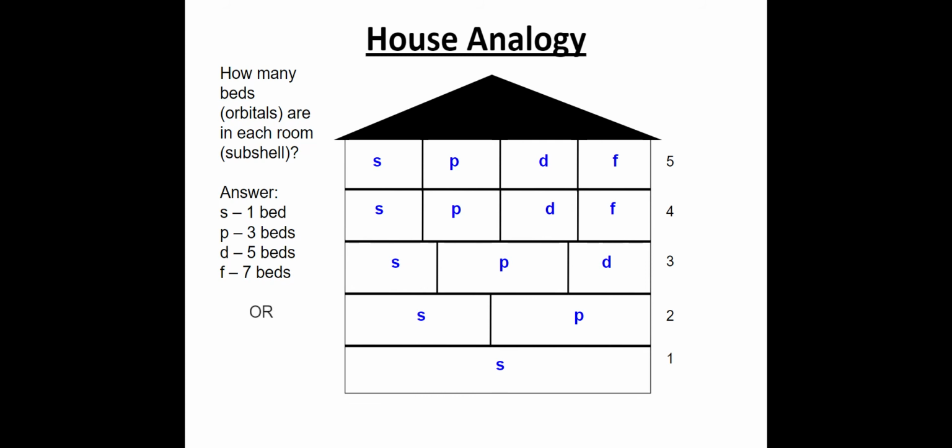Now, each bed, I remind you, really represents an orbital. So the s subshell has 1 orbital, P has 3, D has 5, and F has 7. There's more.